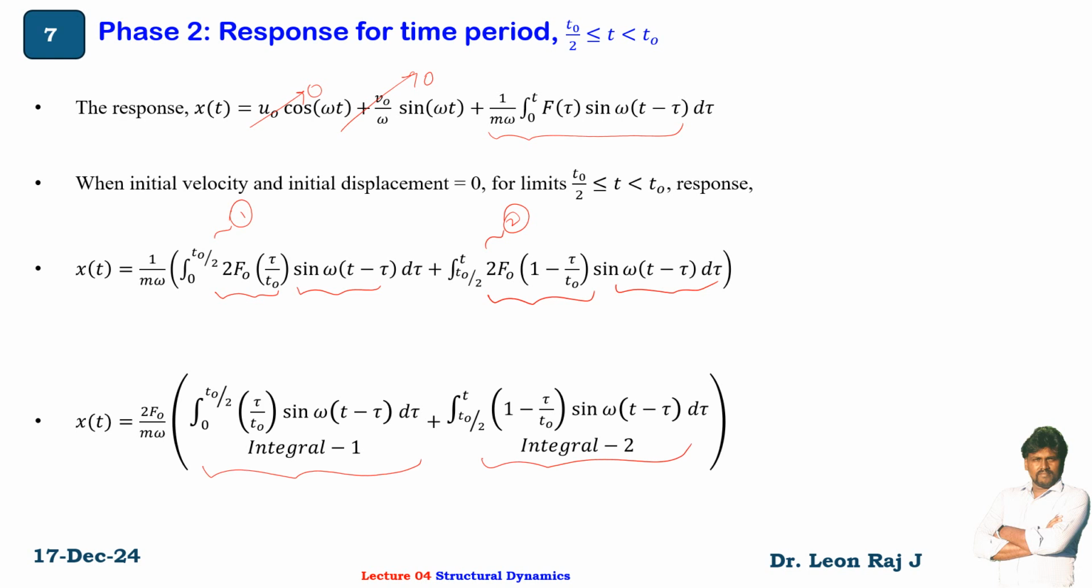So the integral 1 is from 0 to t0 by 2 tau divided by t0 sine omega t minus tau, and the integral 2 is t0 by 2 to t of 1 minus tau divided by t0 sine omega t minus tau into d tau. So here the part I want to say is, you have two variables. This is one variable and another one is tau. So you cannot use the conventional method. You have to use the integral udv method formula for solving this equation. So here also you have tau and here also you have tau. So you cannot solve by your conventional simple equations. You have to use your udv formula.